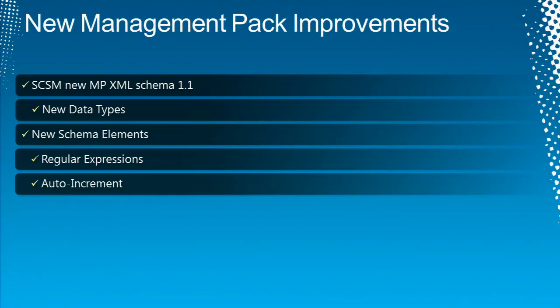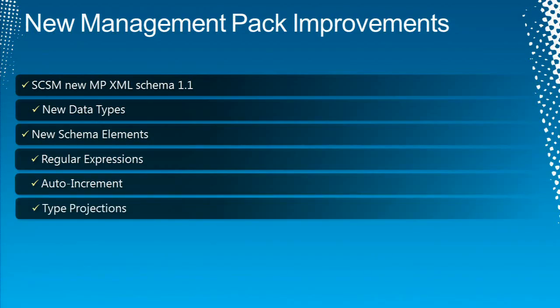So auto increment will be used when we have, let's say, an ID. So every coffee machine will have a unique ID, being 1, 2, 3, and so on. So it will have an ID, and that ID will have an auto increment. And we will also use type projections. Type projections is something new also in the XML schema 1.1. A type projection is in fact, let's say, the same thing as a SQL view.